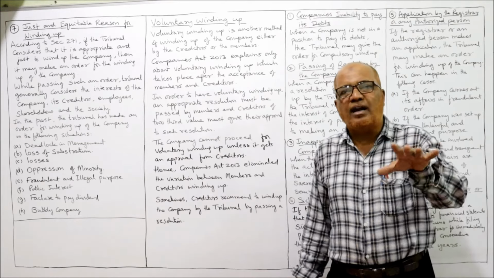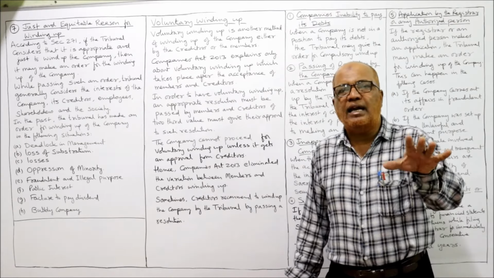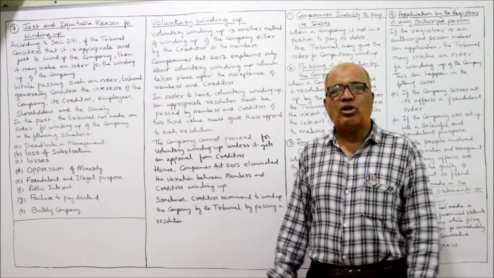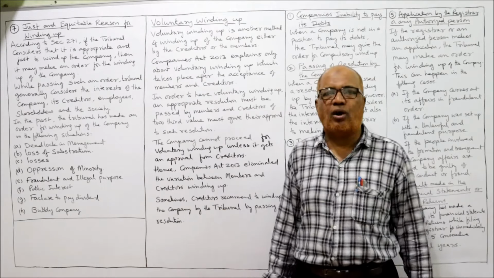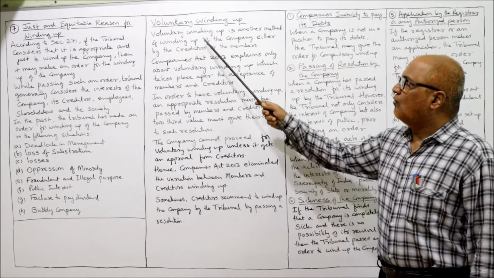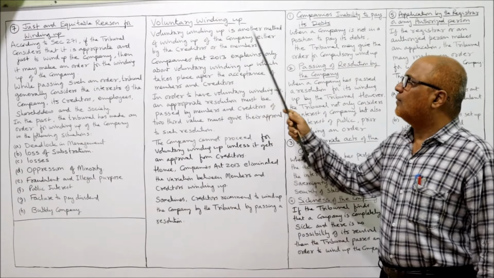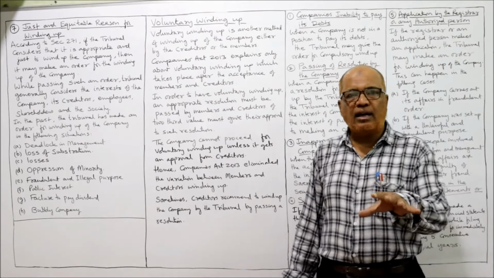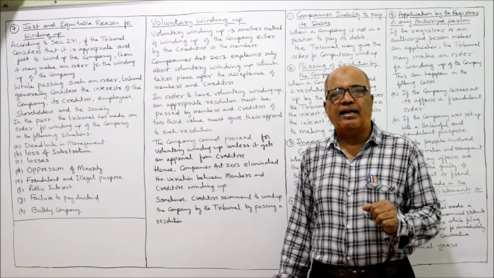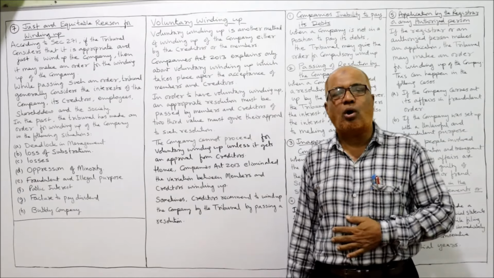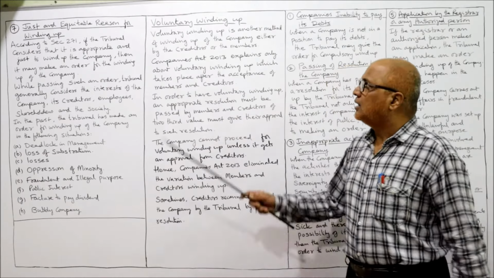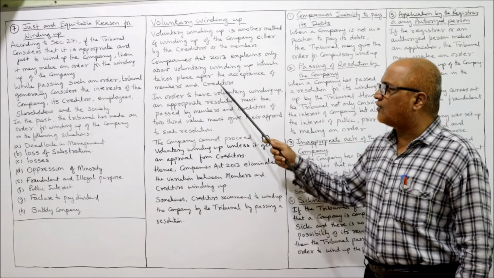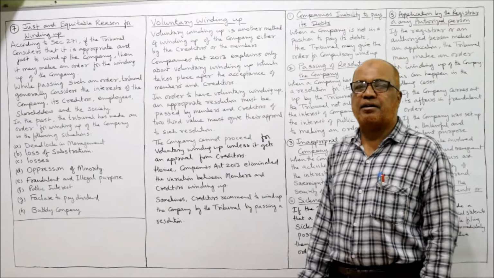Voluntary winding up means winding up of the company without the intervention of the tribunal. Without the intervention of the tribunal, the company itself wants to wind up. So voluntary winding up is another method of winding up of the company, either by creditors or by members. This voluntary winding up may be conducted either by the members, shareholders, or by the creditors. Then the Companies Act 2013 explains only voluntary winding up, which takes place after acceptance of members and creditors.